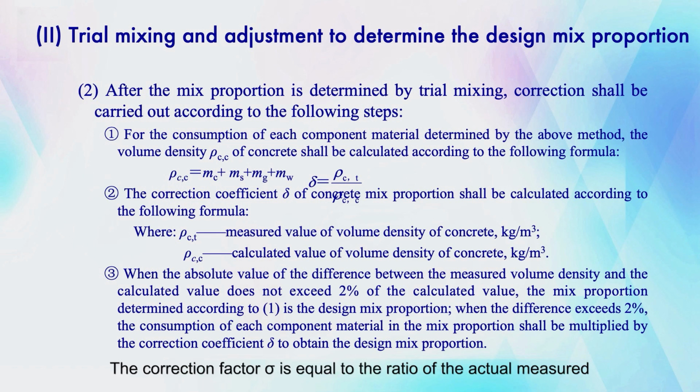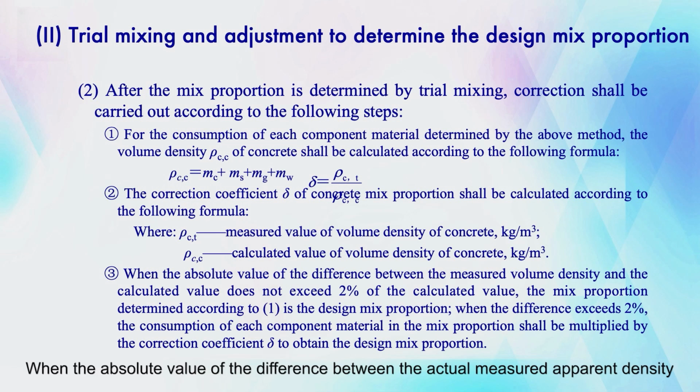The correction factor sigma is equal to the ratio of the actual measured apparent density of the concrete, rho c,t, to the calculated apparent density, rho c,c, where the calculated apparent density rho c,c is equal to the cumulative sum of the mass of cement, the mass of water, the mass of sand, and the mass of stone.